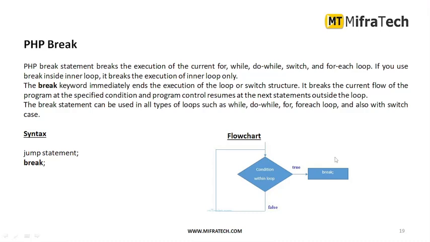You can see a flow chart. If the condition within a loop is true, we can break the statement. If the condition is false, we can iterate many times as long as the condition is true. Syntax: jump statement, break.